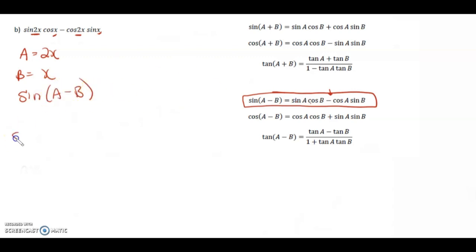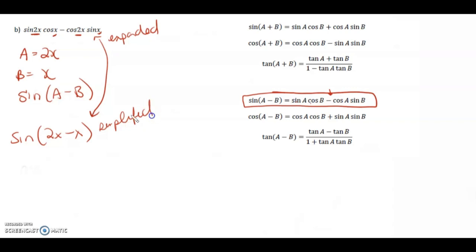Okay, so let's write it out. We're going to have sine of 2x minus x, and these are equivalent, right? Again, this is expanded, this is simplified. Well, what's 2x minus x? It's just sine x. And we don't have any values for that, so that's it. We're done.